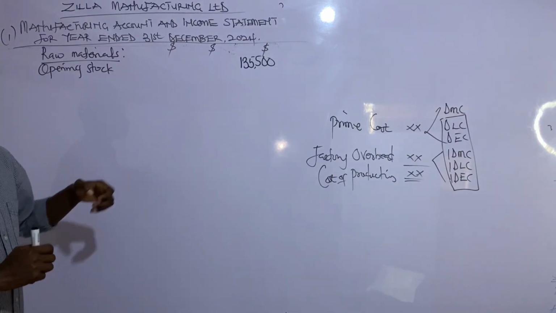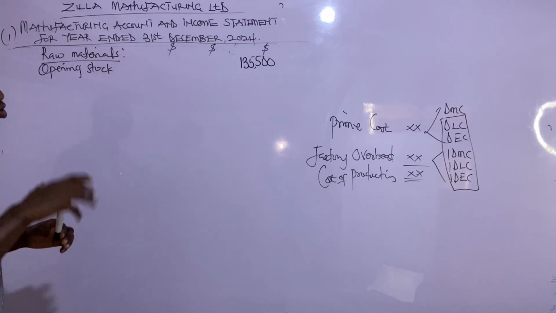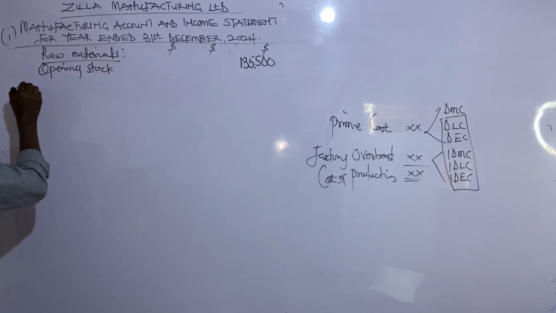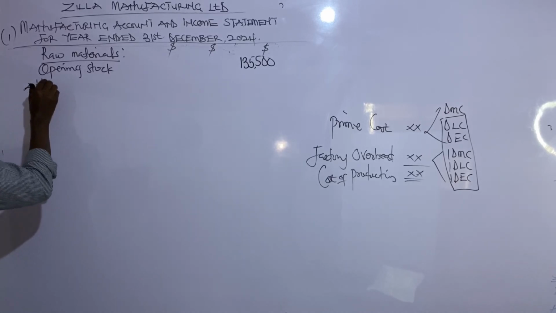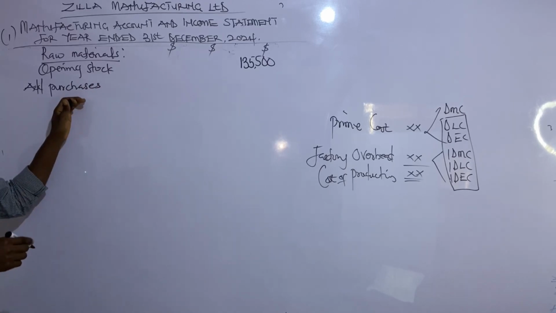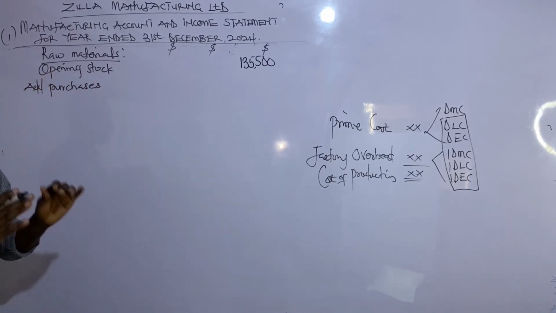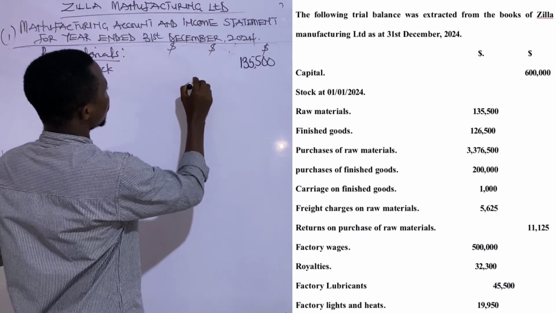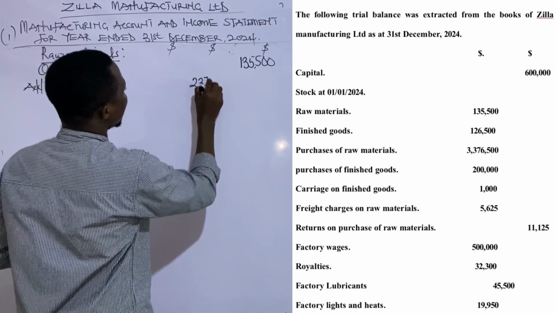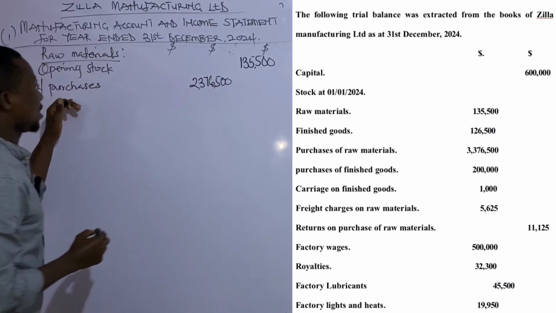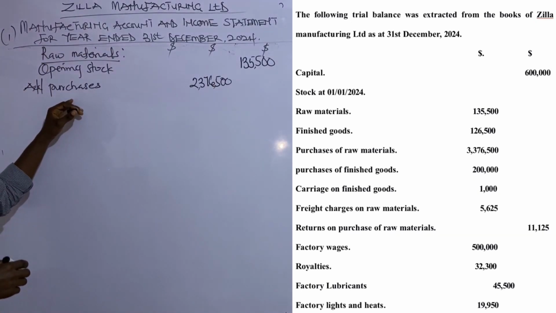Okay. The next thing to do is to add our purchases of raw materials, because the opening stock of raw materials might not be enough to meet our production process. So if there are any purchases of raw materials, we add them. So we add purchases, and these purchases I'm talking about are raw materials. So purchases of raw materials, and the amount from the question is 2,376,500. This is the raw materials purchased.